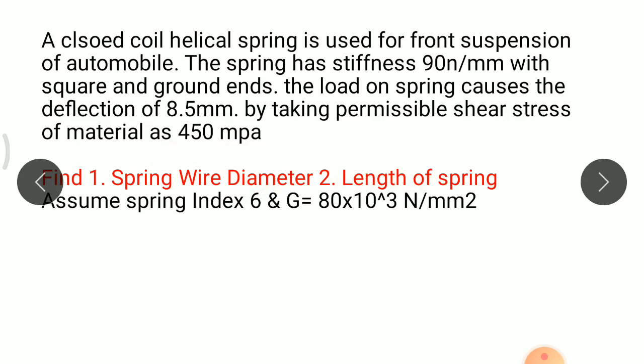For that purpose we have been given some quantities. Assume spring index is equal to 6 and G is equal to 80 into 10 raised to 3 Newton per mm square. This is our statement and we have to solve these two quantities, spring wire diameter and length of spring. Before going into details, we have to write the given data and what we have to find.